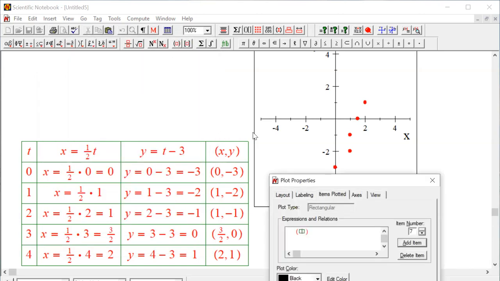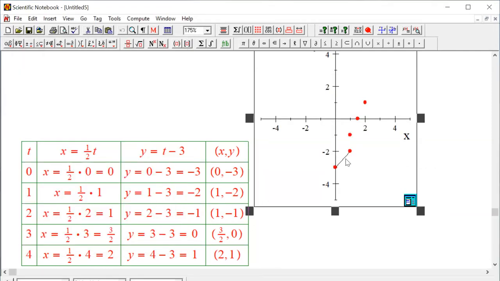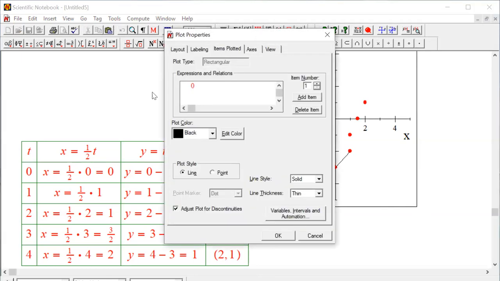The first point is 0, -3. The second point is 1, -2. Connecting these dots right there. Okay, so there should be a direction, but this software doesn't draw the arrow.